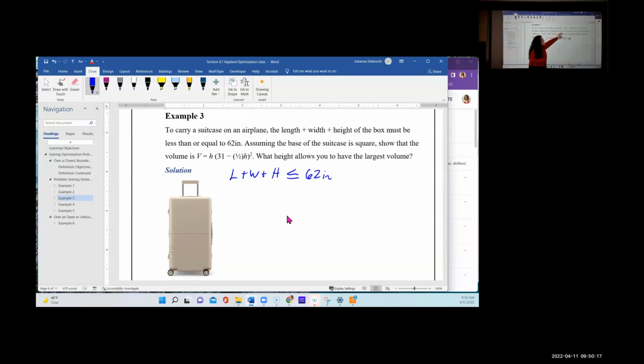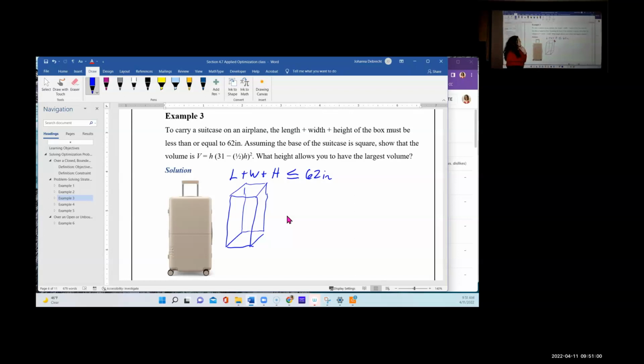Assuming the base of the suitcase is square. Okay, well now I have to draw another picture. So here's my suitcase. I am really not good at drawing these. Oh boy, that was really bad. Let's try that again. Okay, it's somewhat better. All right, so the base is a square.